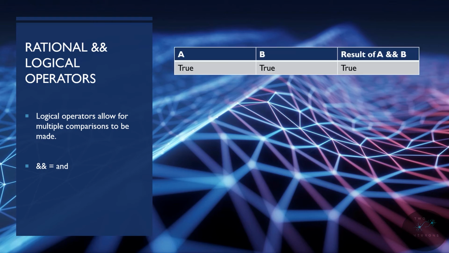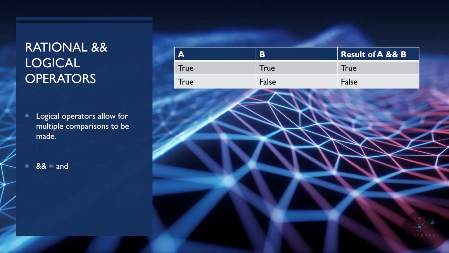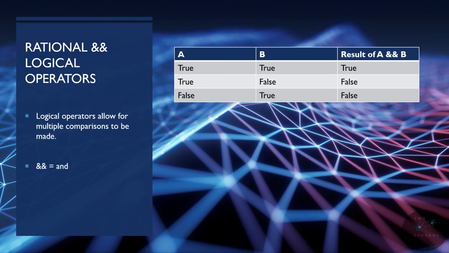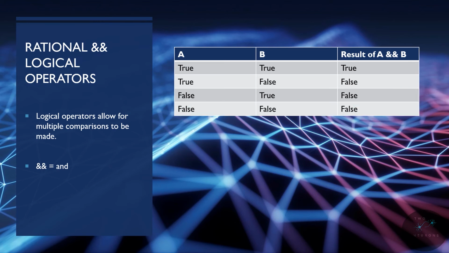So let's say we have two variables, A and B. A is true, B is true. The result of A and B will also be true. Now let's say A is true, but B is false. A and B both need to be true. In this case, we would return a false because A is true and B is not. Likewise, if A is false while B is true, the result of A and B is still false because A is false. And of course, if they're both false, then the result will also be false.